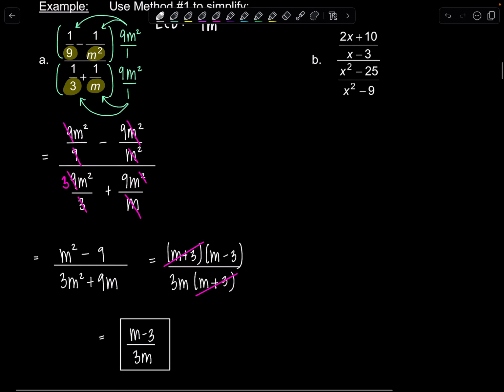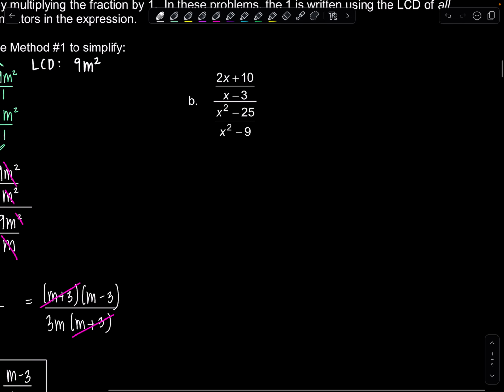Let's see how you guys are doing. 2x plus 10 over x minus 3 over x squared minus 25 over x squared minus 9. Now, in order to identify the LCD for all the minor denominators, we have to first see where they are.